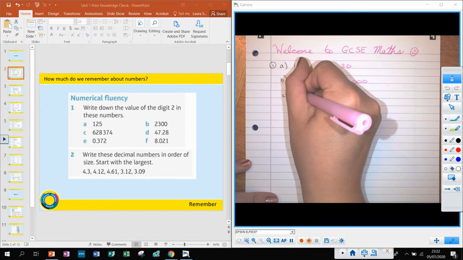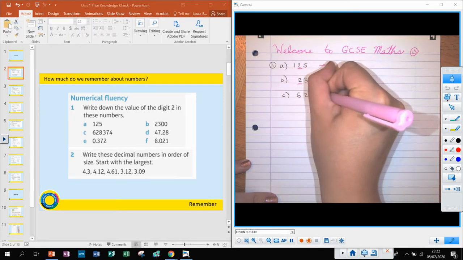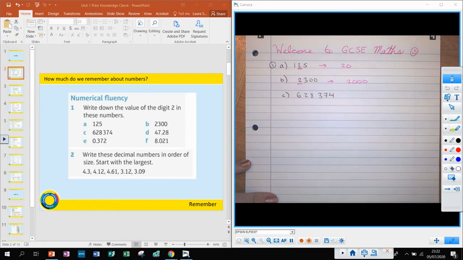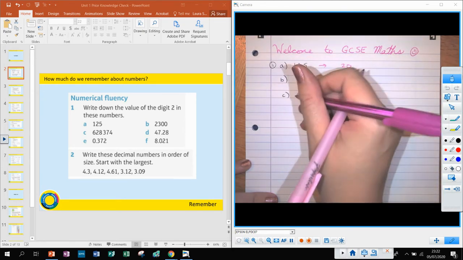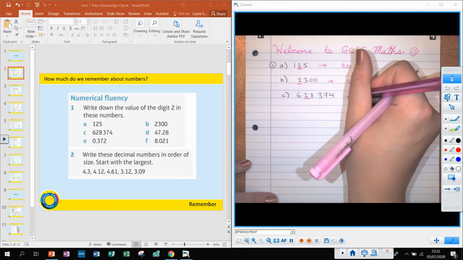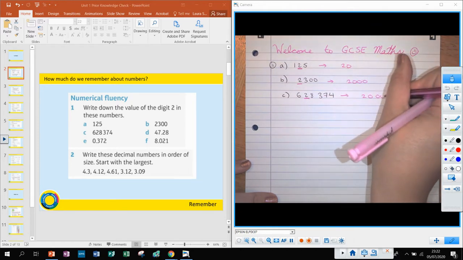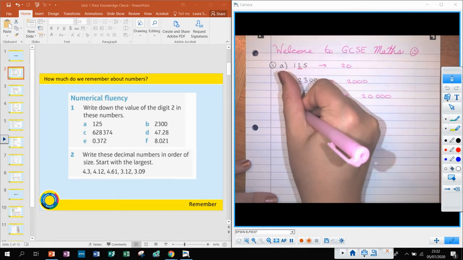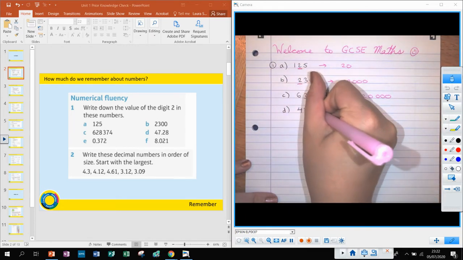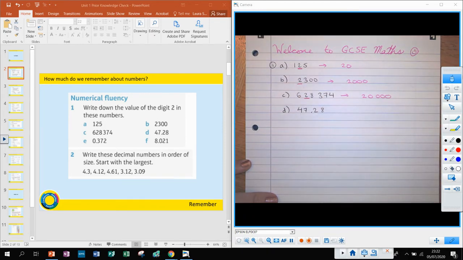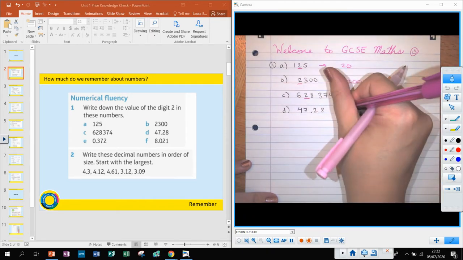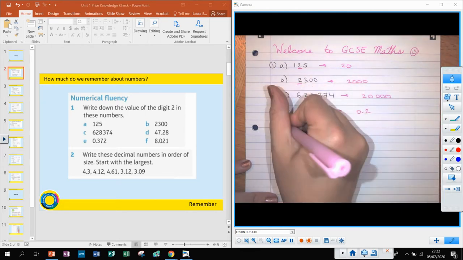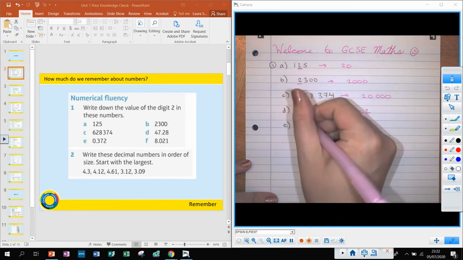Right, so part C, 628,374. Okay, so we're looking at the 2. When we say it, it's 620,000. So I know that my answer should be 20,000. Okay, part D, 47.28. Okay, well, that's 2/10, which we write as 0.2.